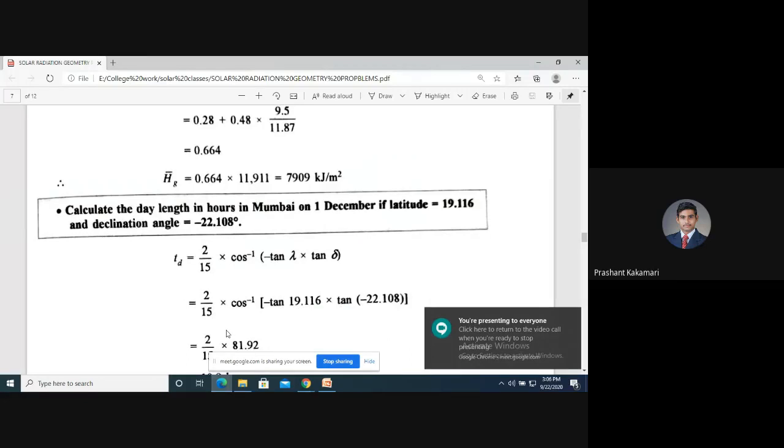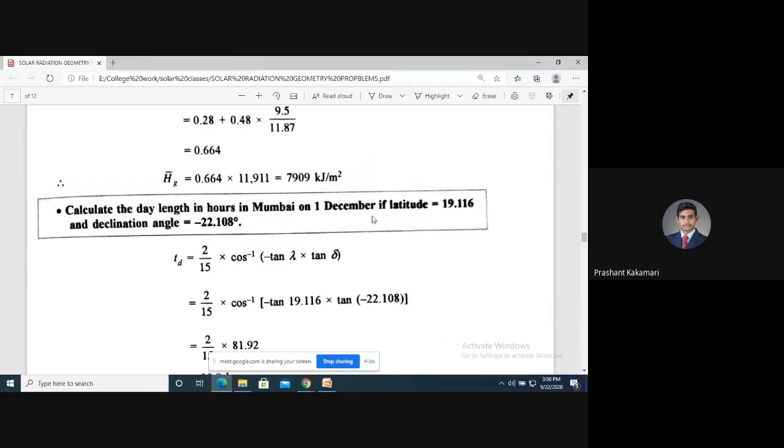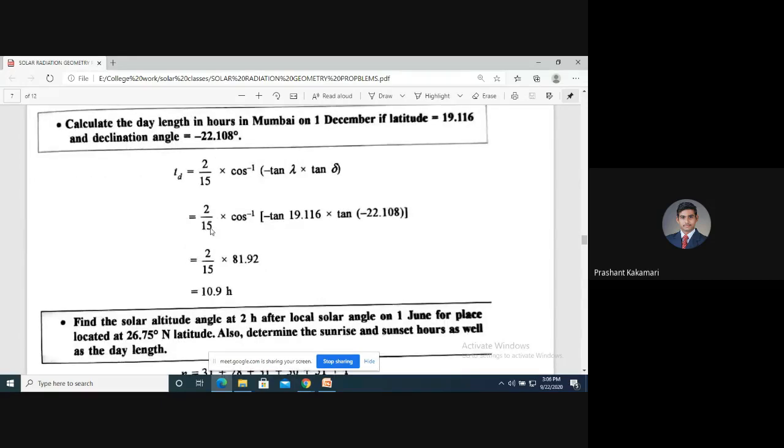So next, the same type they have given with a different location. You can take care of this. You can just note down the given values and do it as homework. Calculate the day length for Mumbai on December 1. The latitude is given, the declination angle is given. Just find the day length. So anyone can do this.